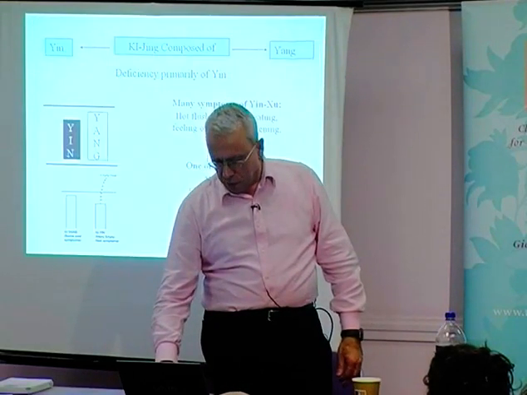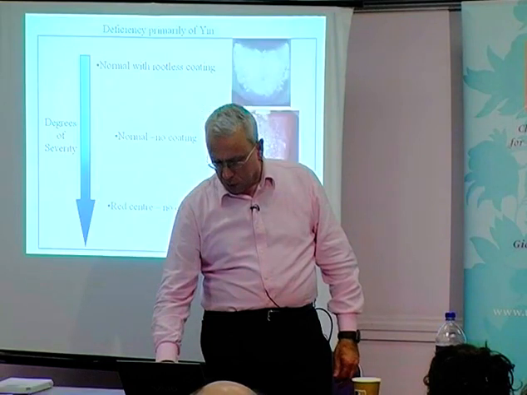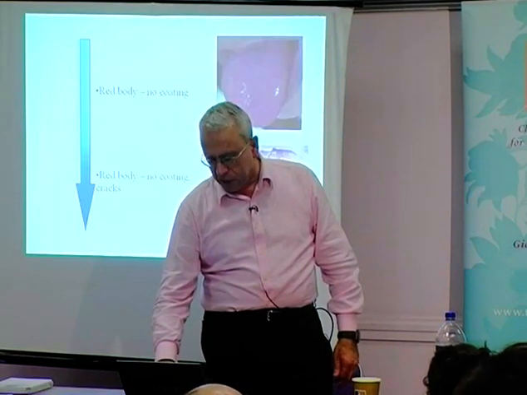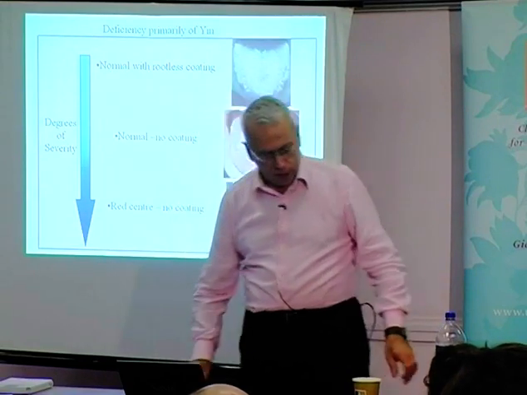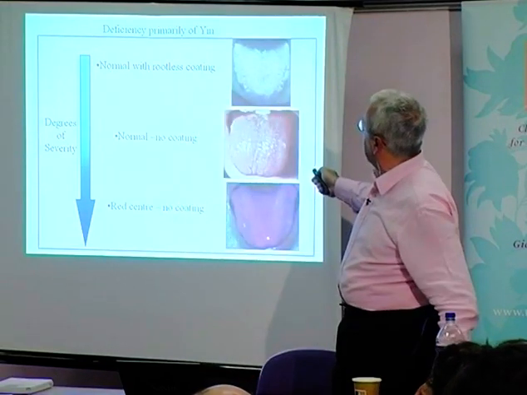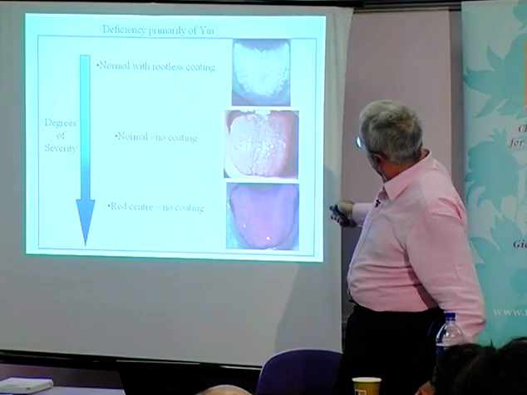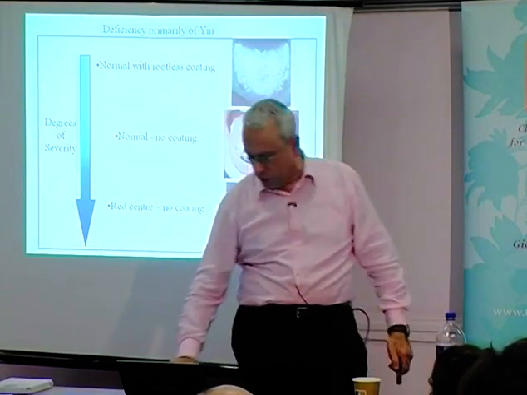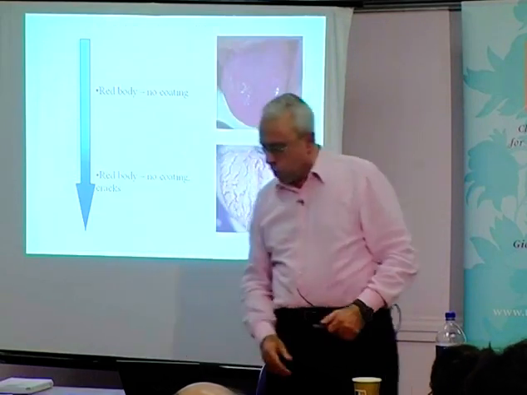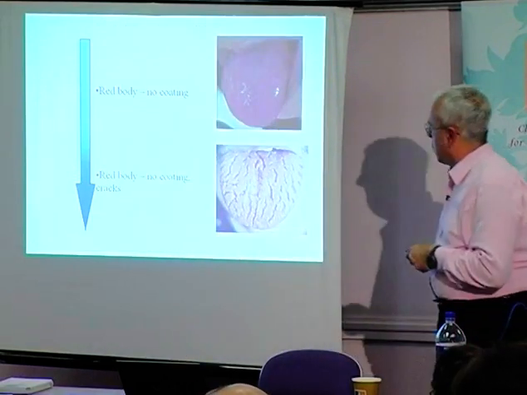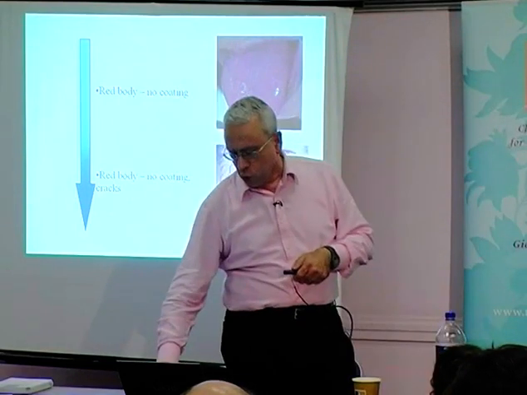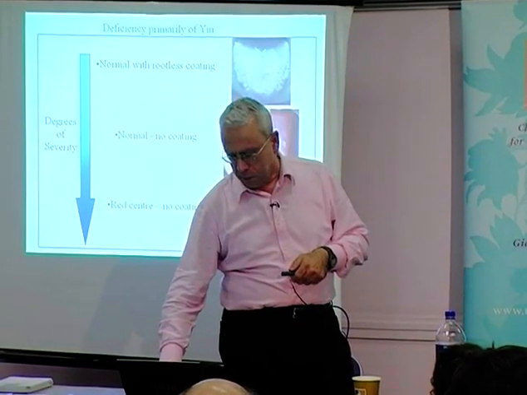So the remedies I use, these are examples of degrees of yin deficiency. That would be the mildest, i.e. rootless coating, normal color no coating, red center no coating, red body no coating, and then red body deep cracks. All those would call for nourishing kidney yin.